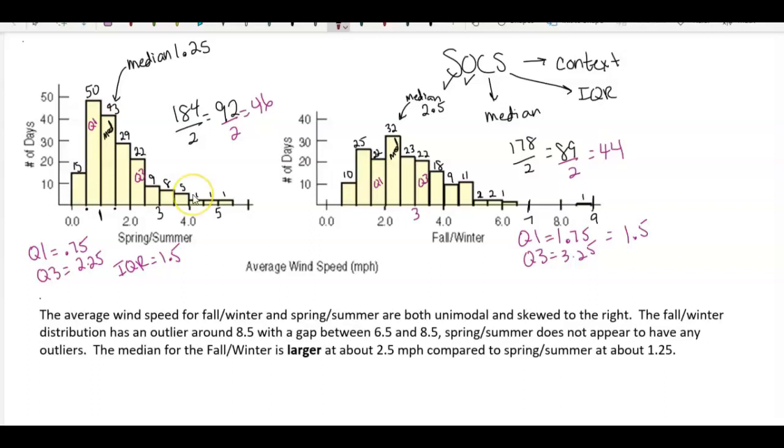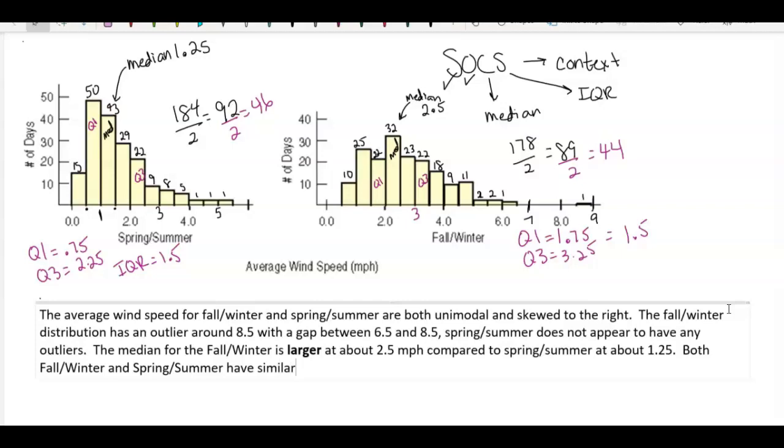Hold on, let me double check something. So the reason I was thinking it's different is because this one on the right, fall, winter, does have a much bigger spread because it goes all the way to this outlier. But the IQRs are about the same. But because the overall spread of fall and winter is much more spread out, like it goes all the way past 6 and with an outlier up near 9, we're going to talk about that. Okay, so both fall, winter, and spring, summer have similar, so we can bold that word, similar IQRs of about 1.5. The overall spread of fall, winter is much larger than spring, summer.